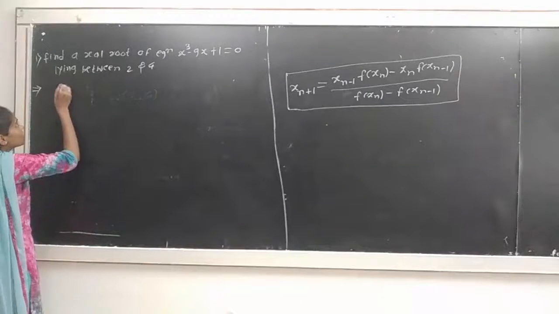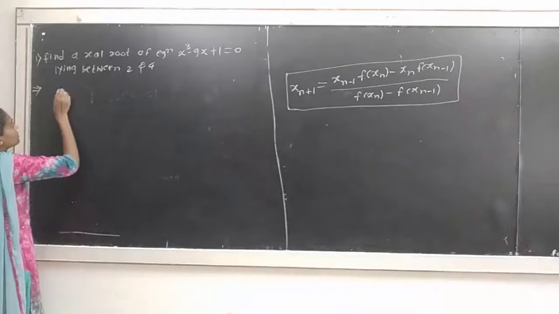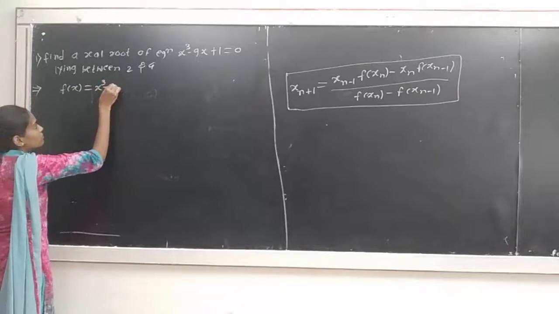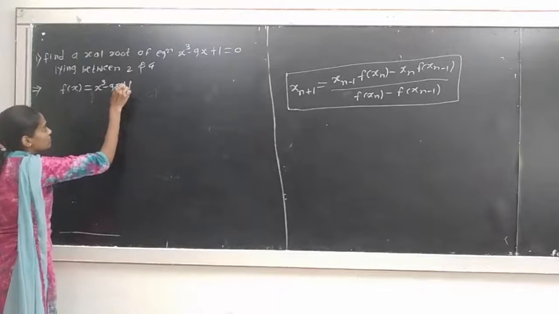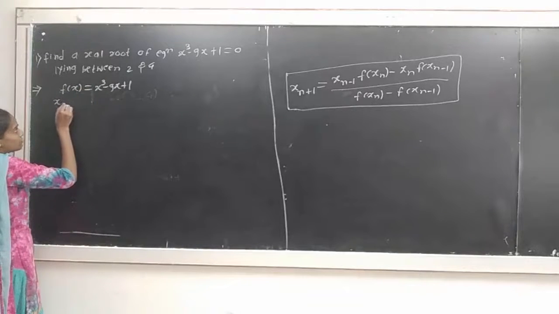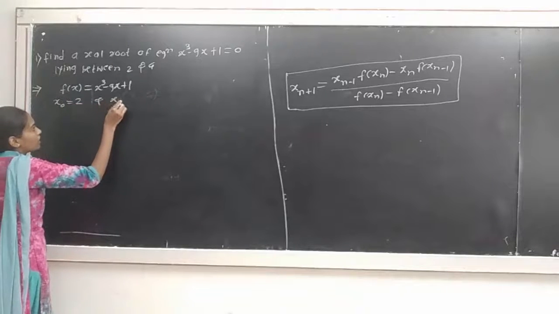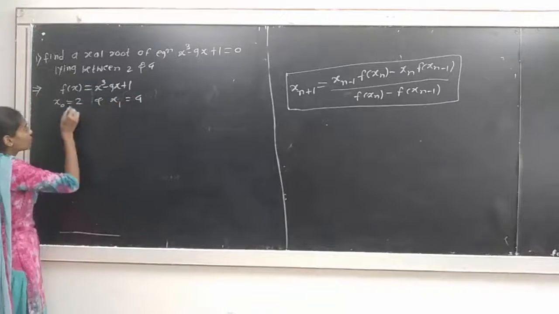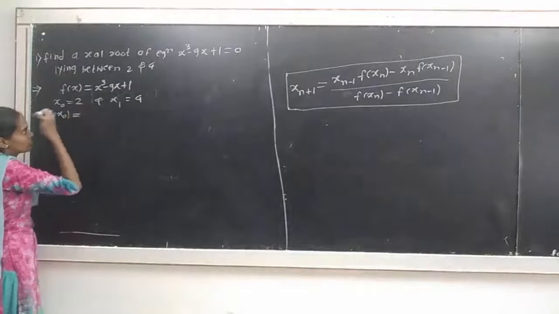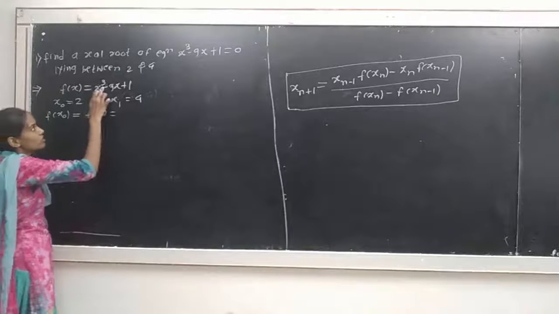So first we rewrite the given equation as f of x is equal to x cube minus 9x plus 1. Then we consider the points x0 is equal to 2 and x1 is equal to 4. And then we find f of x0. f of x0 is equal to f of 2. That is, we have to put these 2 in this equation.